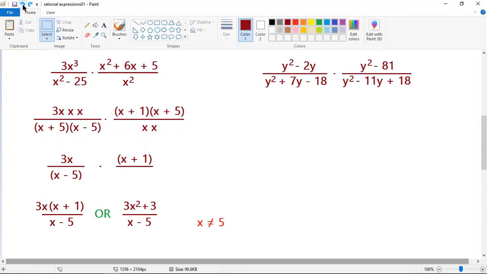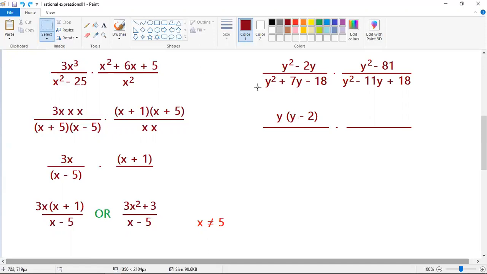Let's have another example. y squared minus 2y over y squared plus 7y minus 18 multiplied by y squared minus 81 over y squared minus 11y plus 18. Again, we need to factor out all these polynomials. y is a common factor. So we have y multiplied by y minus 2.